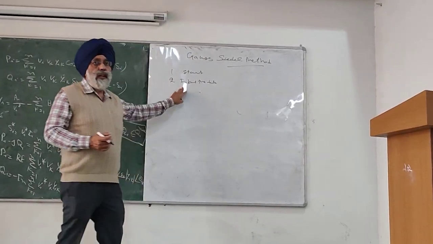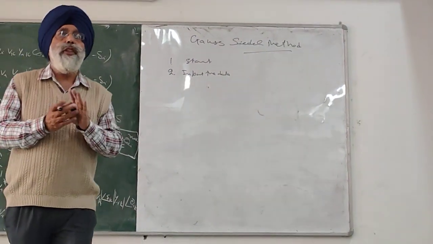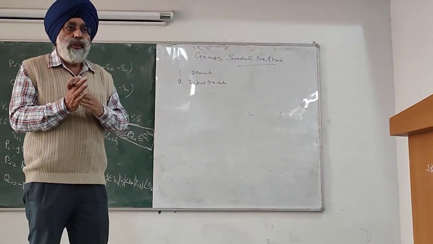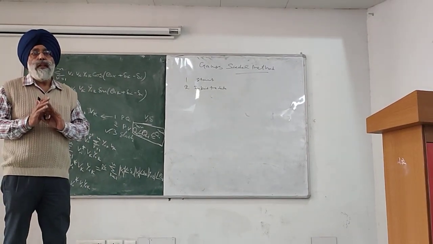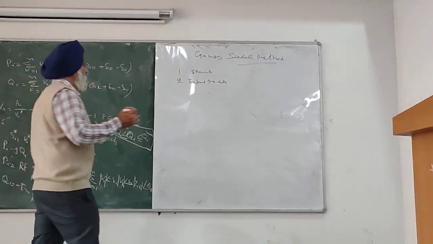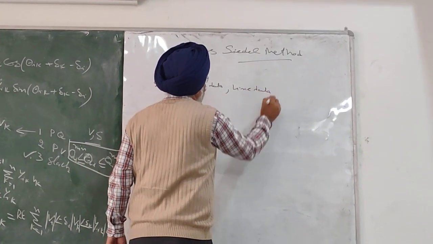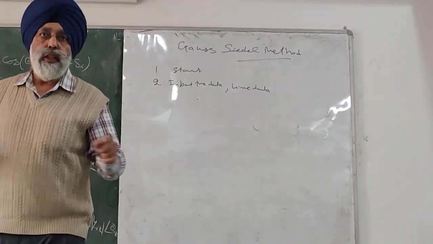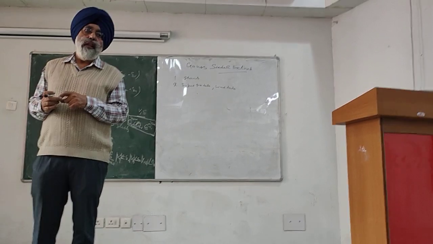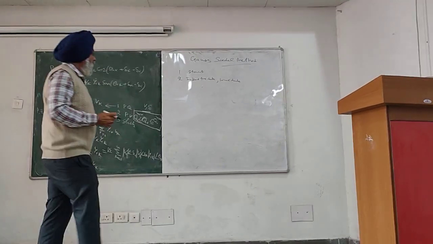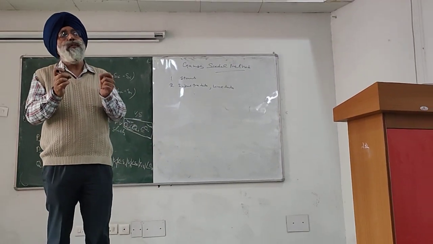So input the data. Okay? So input the data means we have the information. What information do we have? First information is the transmission line data, so means we have the line data. What is the series impedance of the line? What is the shunt admittance of the line? Then how many buses are of the PQ type?